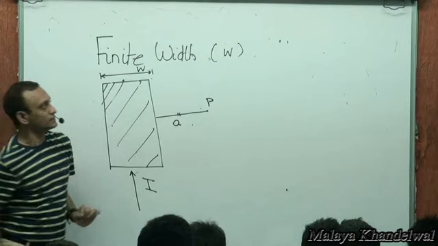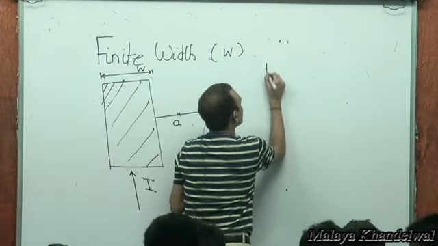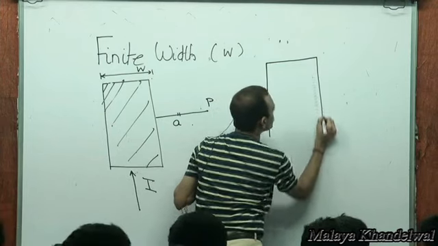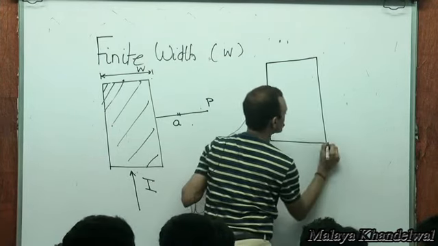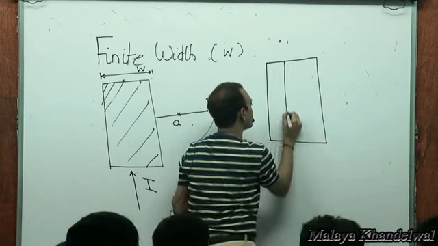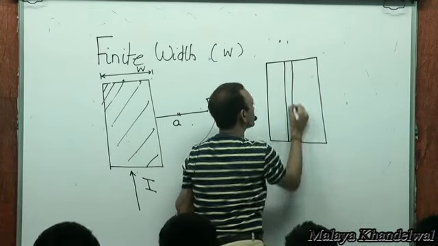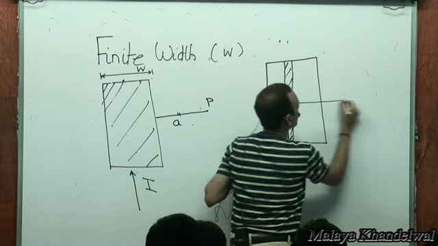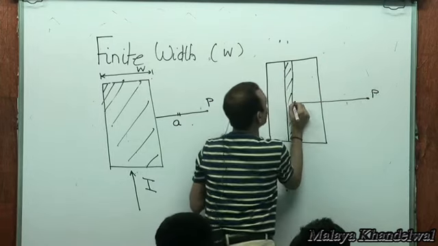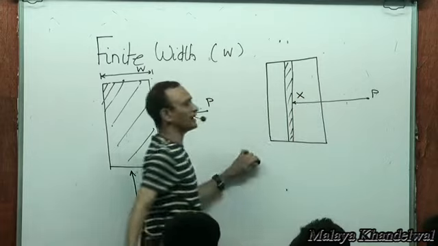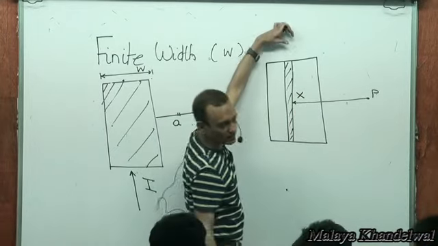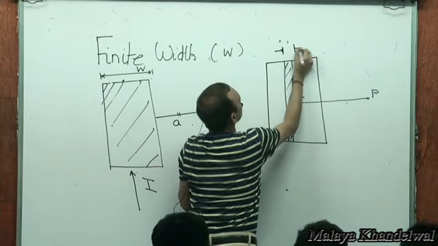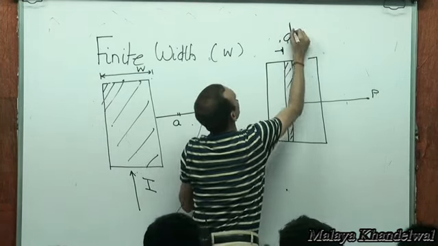Now what I do is, this wire I can break up into several thin wires. Say this is one thin wire. And this wire could be located from the point P at a distance x from P. And this thin wire, let's say, is of very small thickness, dx.